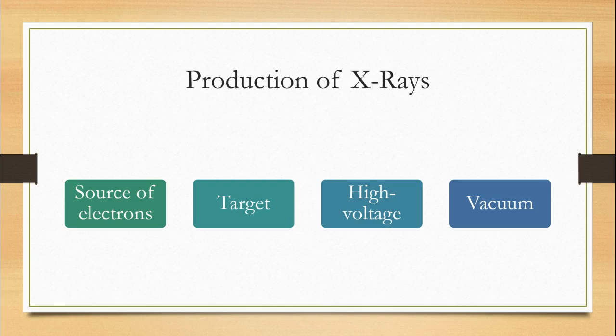In order to get the electrons from one side of the tube to the other, we use high voltage, and that creates a potential difference. We also need a vacuum, so there's nothing impeding the electrons from moving.